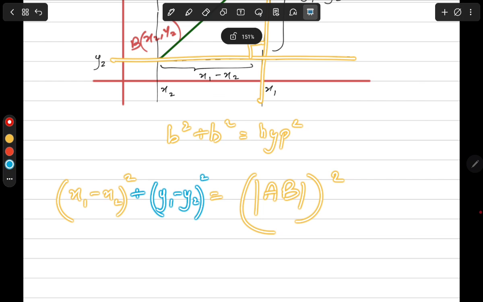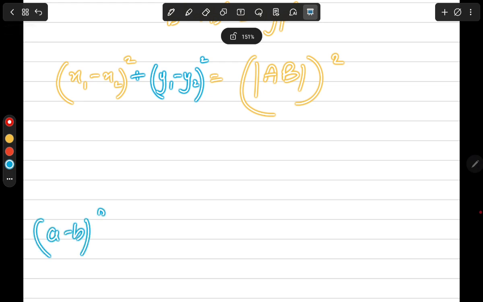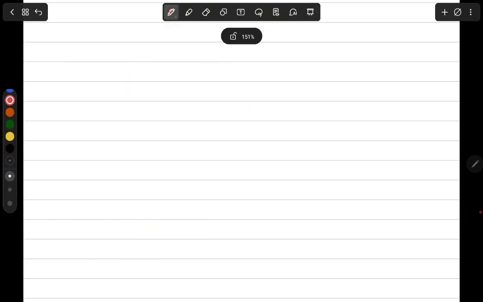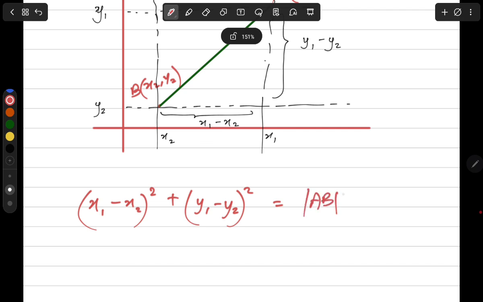Now in your books you would see x2 minus x1, which is one and the same thing. I mean, (a - b) whole square is same as (b - a) whole square, because you are taking the square of a distance, right? So it doesn't really matter however you write it. Okay, now, so we are going to do (x1 - x2), or (x2 - x1) whole square plus (y1 - y2) whole square is equal to AB distance square.